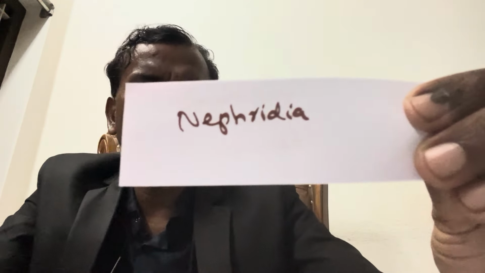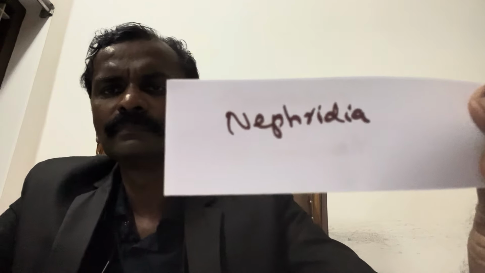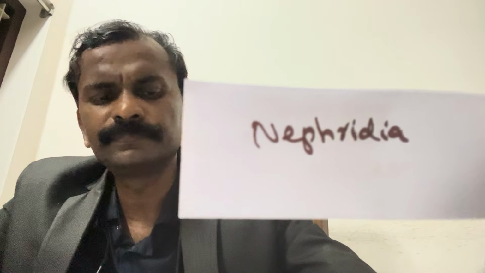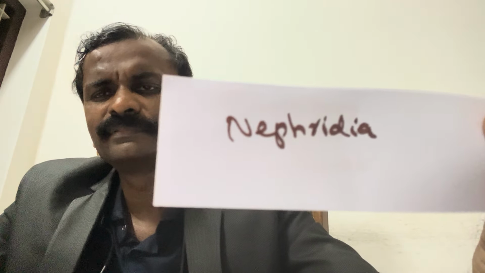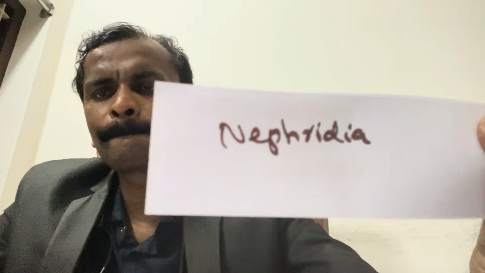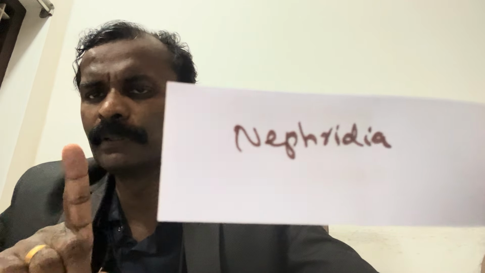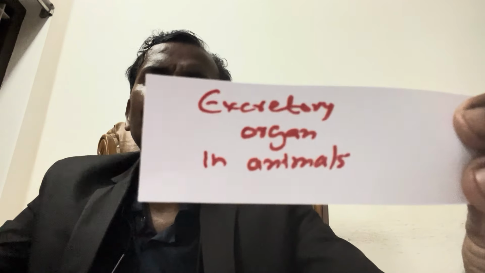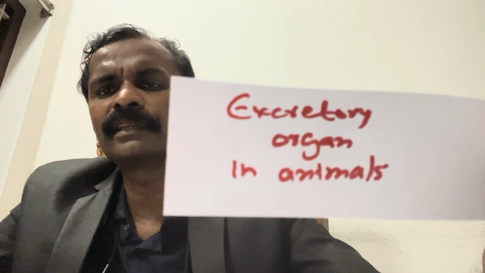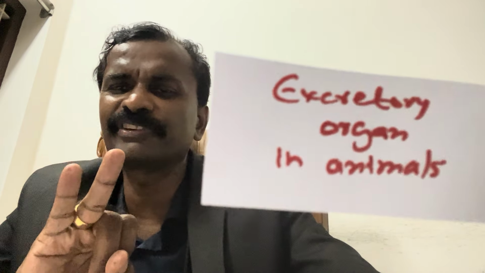What is nephridia? I have taken this from your book only. Green gland, you remembered, okay, good. Nephridia. It is an excretory organ in animals. So 2 things we learned. One is green gland, next is nephridia. Okay, next.